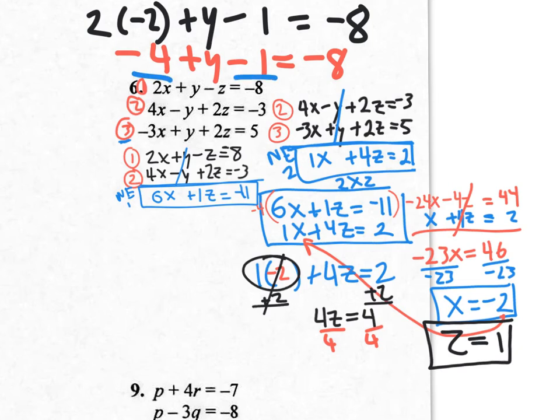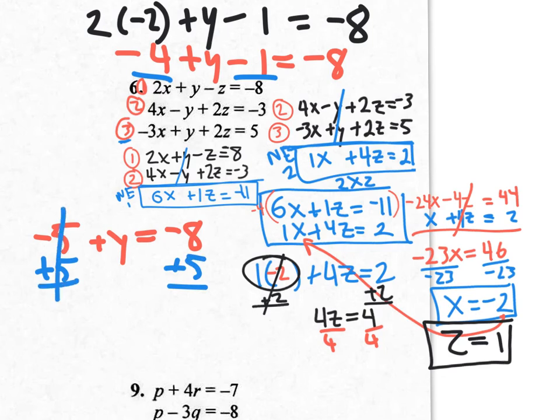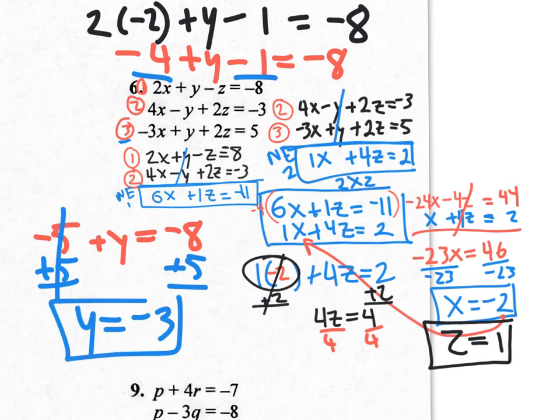I'm running out of space, so I'm going to write it down here. Negative 5 plus y equals negative 8. So I need to get rid of the negative 5 by going plus 5 and plus 5. So this side cancels out. I have y equals negative 3. So ladies and gentlemen, we have our three answers. Let's write it as an ordered triple. Your x is first, that's negative 2. Your y is next, that's negative 3. And your z is last, that's a positive 1.